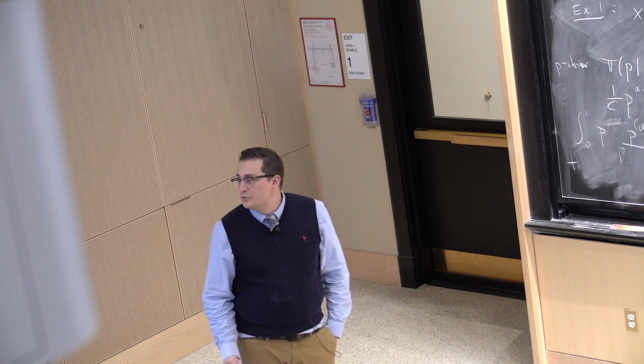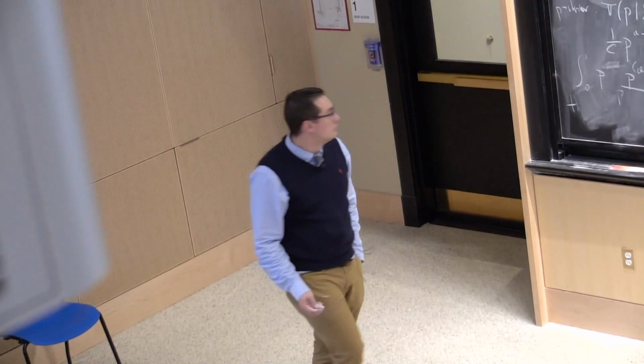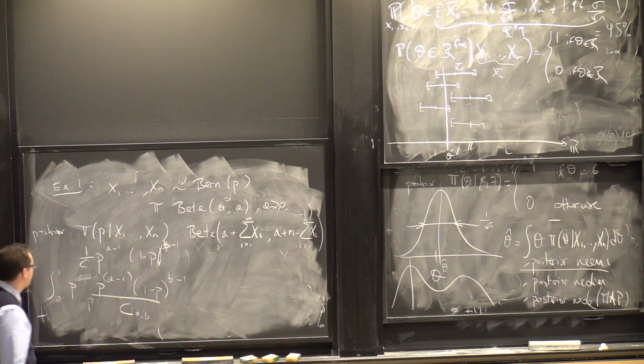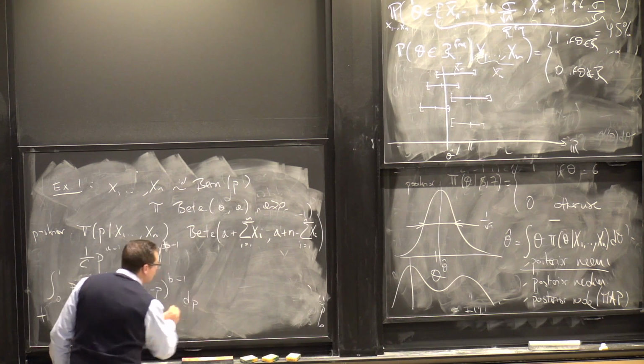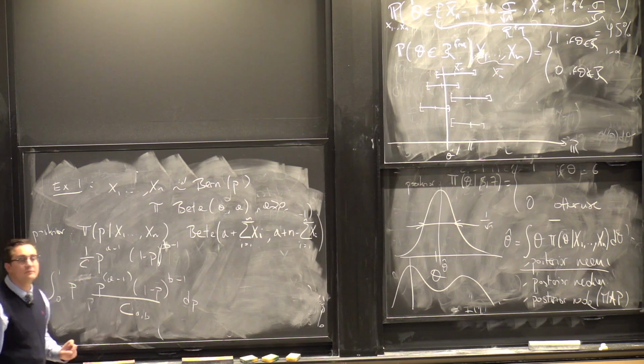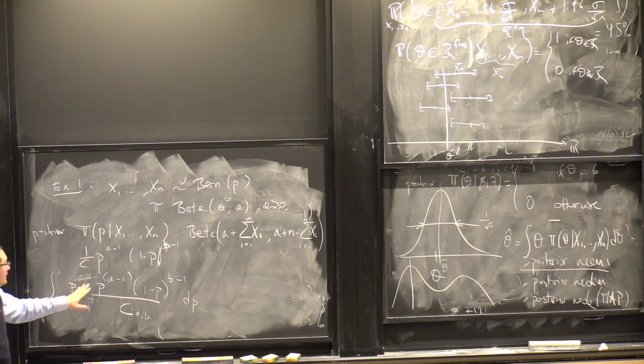So this is what I need to compute. So that's c of a and b. Do we agree that this is the posterior mean with respect to a beta with parameters a and b? Right? I just integrate p against the density.